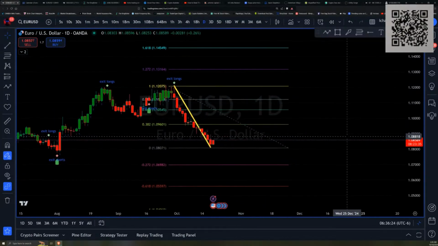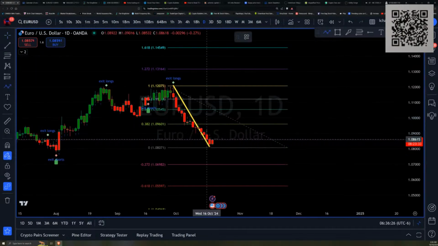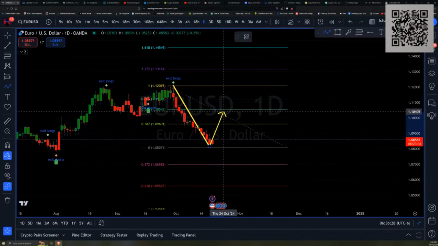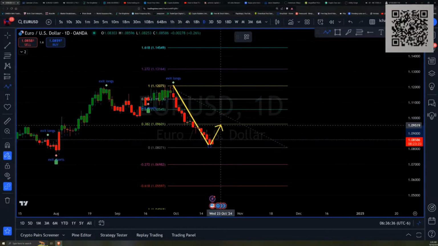So generally, the most likely place for price to go is going to be the 618. That's the golden ratio. That's just how things go. But if price is really, really directional, if the dollar is really, really strong pulling this down, then it might only go to that 382.